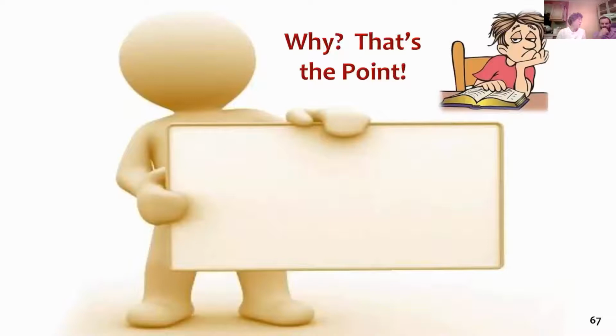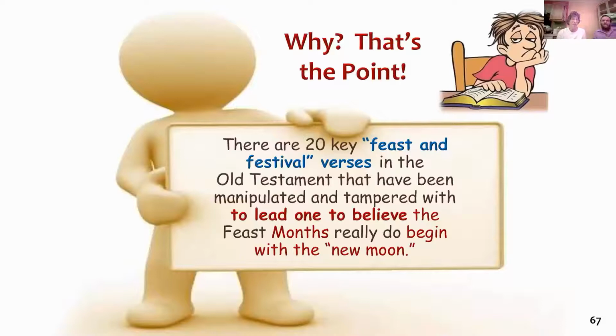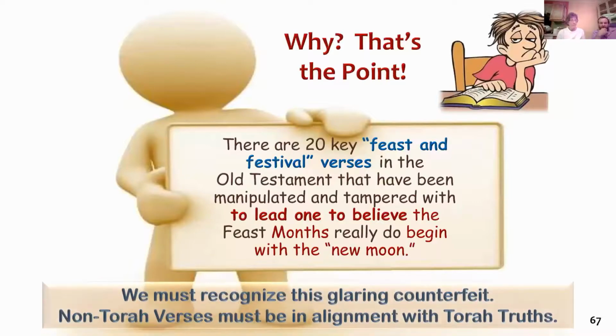And that's the point. There are 20 key feast and festival verses in Old Testament non-Torah books that have been manipulated and tampered with to lead one to believe that the feast months really do begin with the new moon. We must recognize this glaring counterfeit. Non-Torah verses must be in alignment with Torah truth. I hope we have agreement 100% on that, Tim. I hope so too.